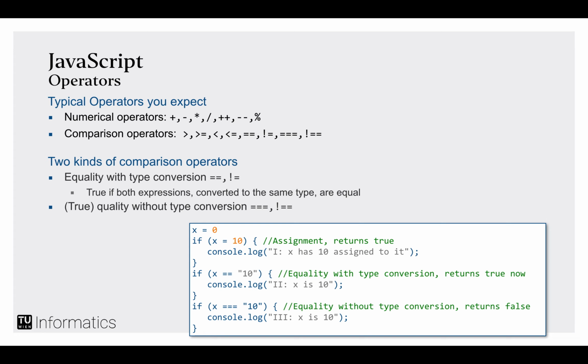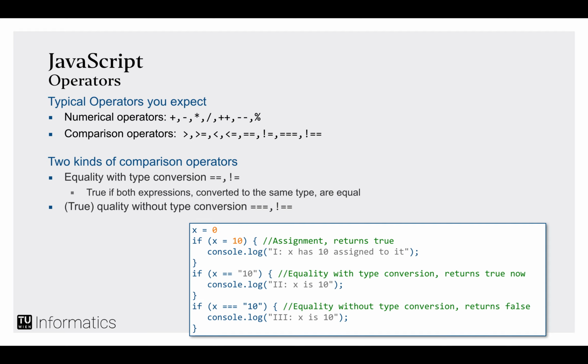And then the operators that you have in JavaScript are the ones that you expect. You have addition, subtraction, multiplication, division. You have plus plus as an increment, minus minus as a decrement on a variable. And then you have percent as a modulo operator.